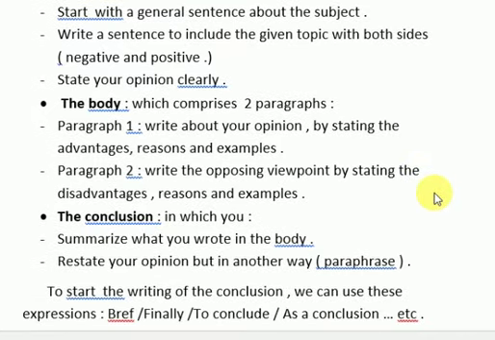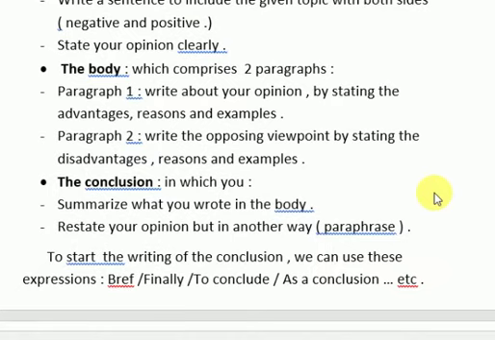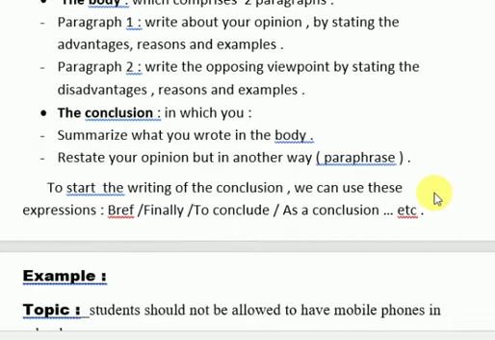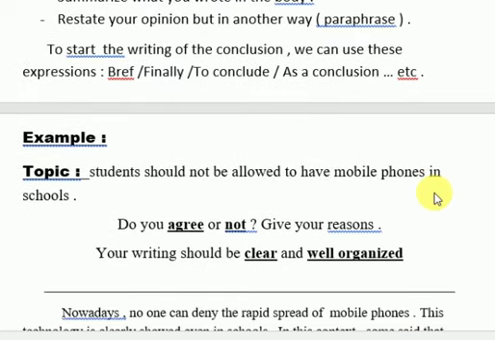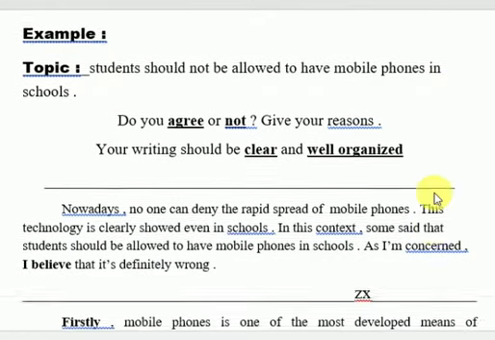So to start with the writing of the conclusion, you can use these expressions such as briefly, finally, to conclude, as a conclusion, and so on and so forth. So this is an example of opinion writing. Students should not be allowed to have mobile phones in schools. So do you agree or not? Give your reasons. Your writing should be clear and well organized.